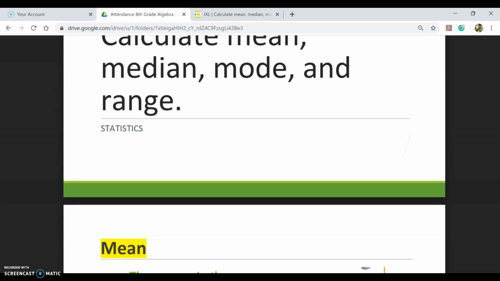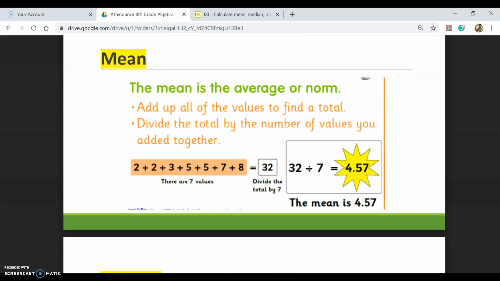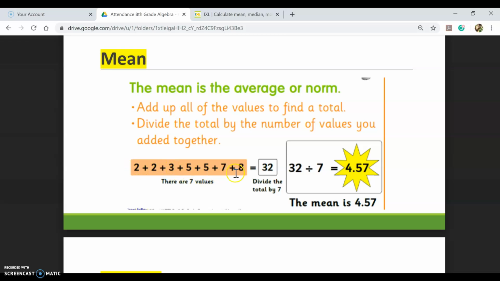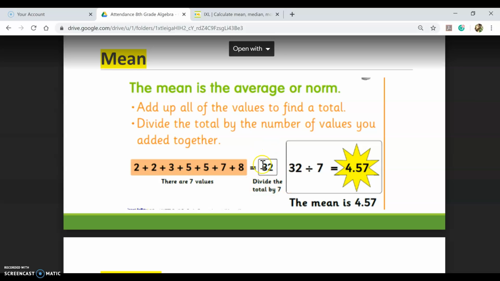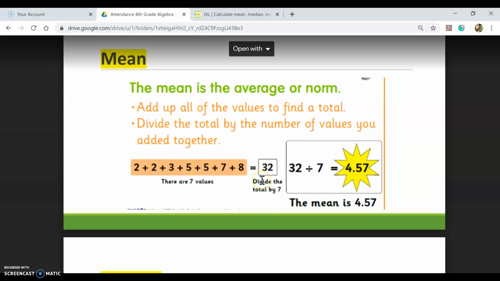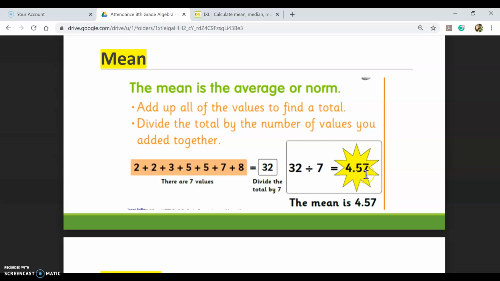First of all, if you want to calculate the mean, you need to remember that the mean is the average, which means I need to add all of the values and find the total. So if you have a set of values, you will add them all. You can use a calculator for that. You get your total. Then the second step is to divide the total by the number of values you added together. The values are 7 in this example: 1, 2, 3, 4, 5, 6, 7. So in order to find the mean, you would divide by 7, right? So 32 divided by 7 is 4.57. That would be the mean.